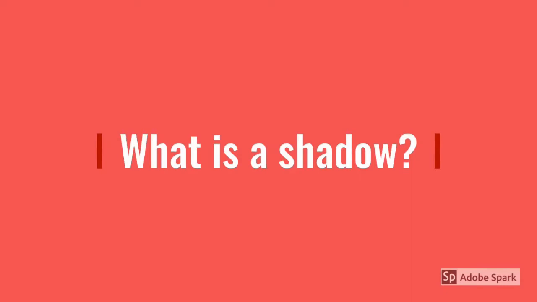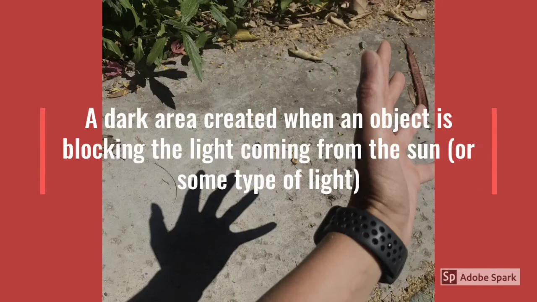Today, we're going to make art from shadows. To start, you need to understand what is a shadow anyway. A shadow is a dark area created when an object is blocking the light coming from the sun or any other type of light. Can you make a shadow?